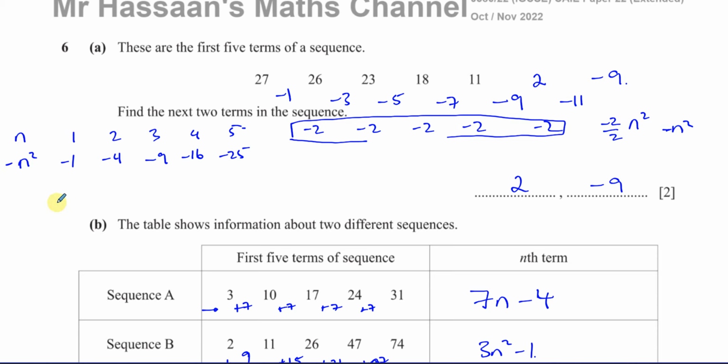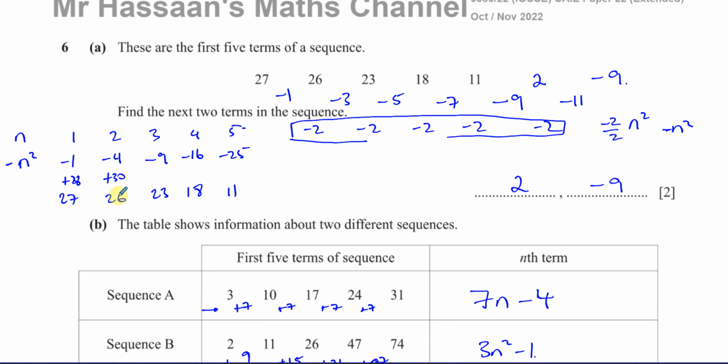I'm going to leave a gap, then I'm going to write down our numbers, which are 27 and 26 and 23 and 18 and 11. And we had some more, 2 and minus 9, but we can leave it at that for now for the numbers that we have here. And we ask ourselves, how do I get from here to there? So from minus 1 to 27, I have to add 28. From minus 4 to 26, I have to add 30.